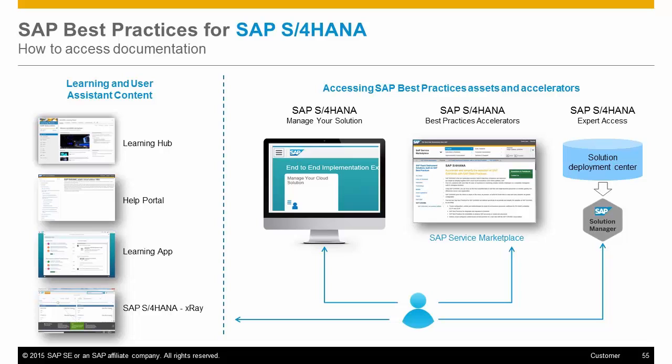SAP Best Practices assets and accelerators can be accessed in 3 different ways: either directly through the Manage Your Solution Fiori application, through SAP Service Marketplace, or customers can deploy their complete SAP S/4HANA implementation project in their own Solution Manager instance through the Solution Deployment Center.